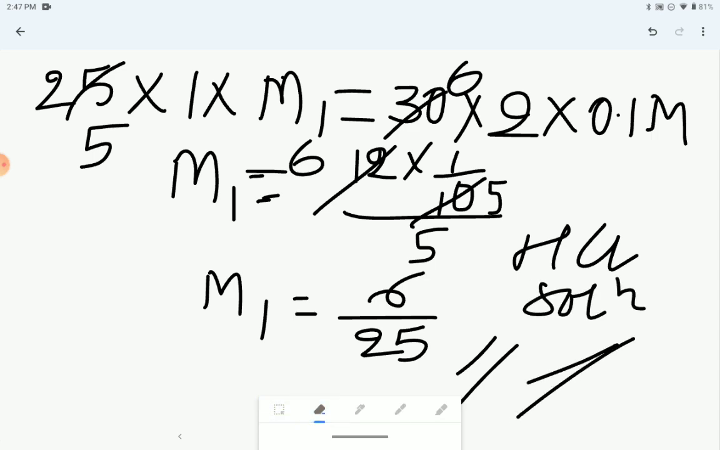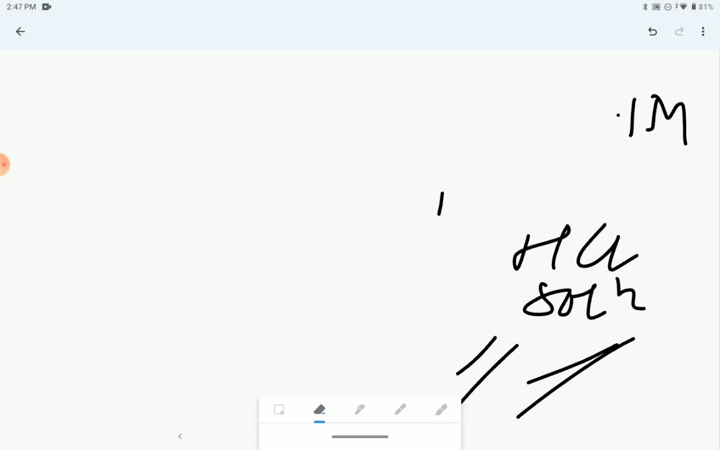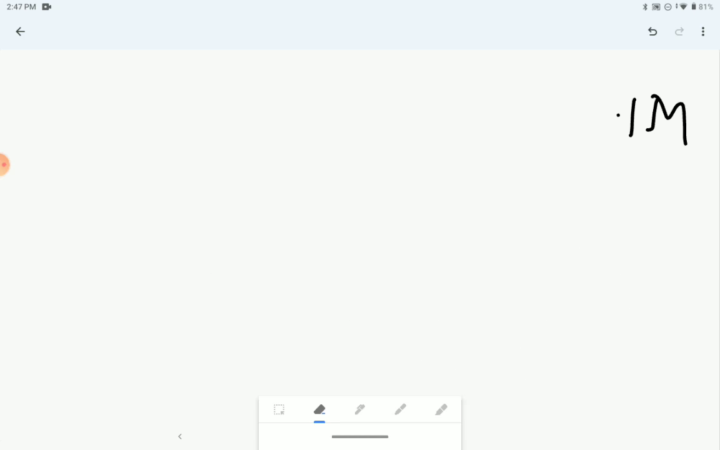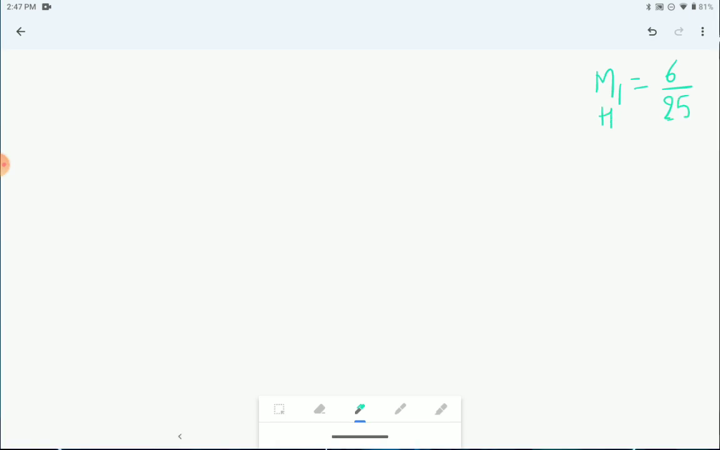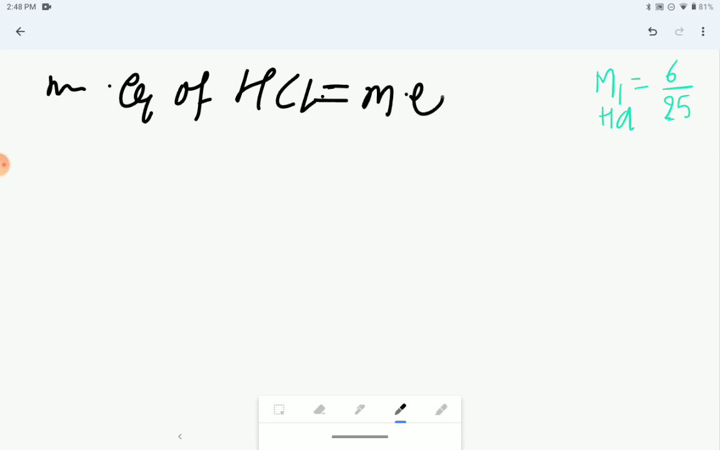Now in the question it was asked to find out the volume of HCl that is required to titrate 30 ml of 0.2 molar aqueous NaOH solution. That means we should have the molarity, so keep it in your mind: M1 is equal to 6 by 25. This is the molarity of the HCl solution. It was asked to find out the volume of HCl. Here also we are given two solutions. So the mole equivalent of HCl should be equal to the mole equivalent of NaOH.